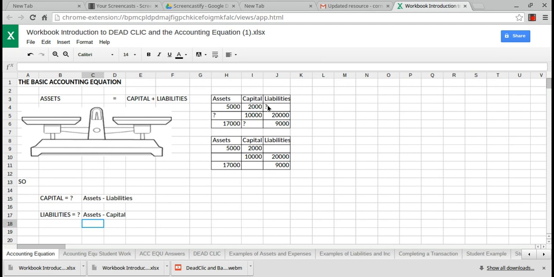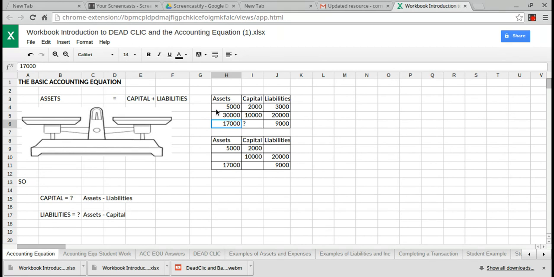So, for example, here, if we know that our assets are 5,000, our capital is 2,000, then we need to work out our liabilities. And liabilities are assets minus capital. So assets, 5,000. We're going to take away our capital of 2,000, and that tells us that we've got £3,000 or $3,000 of liabilities. Here it's the assets that are missing. Assets equals capital plus liabilities. So we need to do 10,000 plus 20,000, and that tells us that we've got assets of 30,000 in the business.